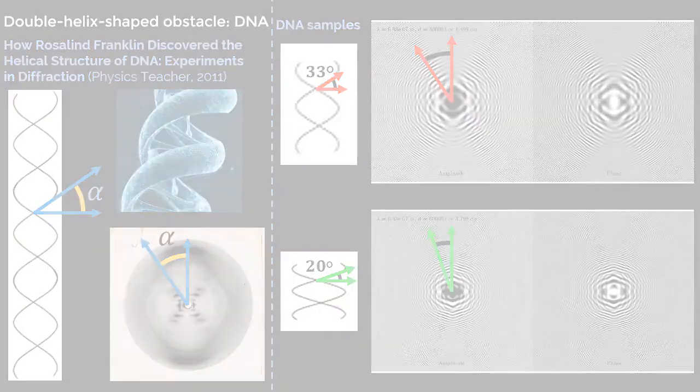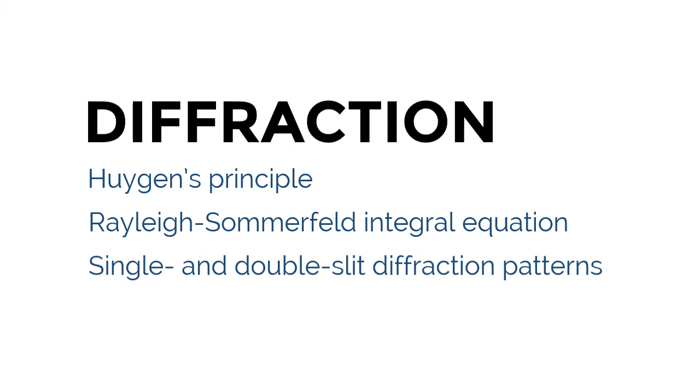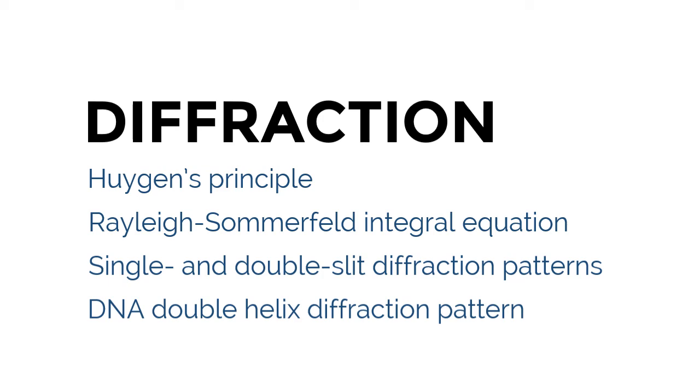In summary, we've learned that the Huygens principle qualitatively describes diffraction. We discussed how the Rayleigh-Sommerfeld integral equation is implemented. We computed several aperture diffraction patterns and verified the results for the single and double slits, and we have shown how the DNA structure can be derived from its diffraction pattern.